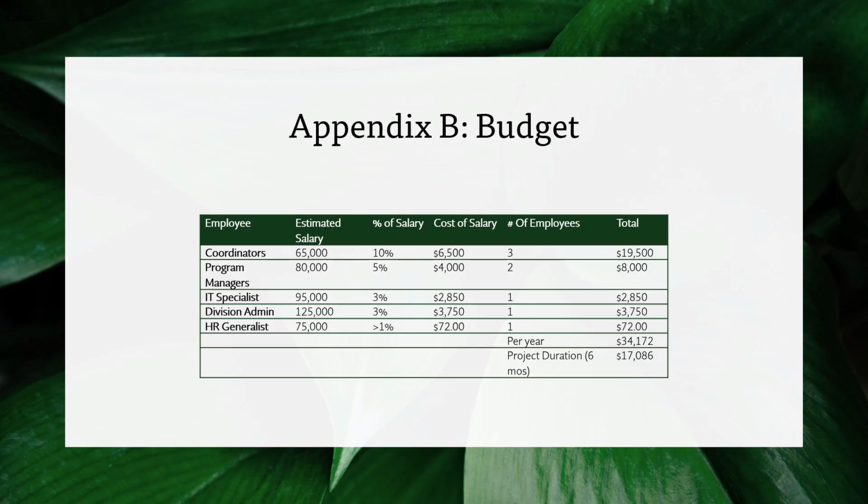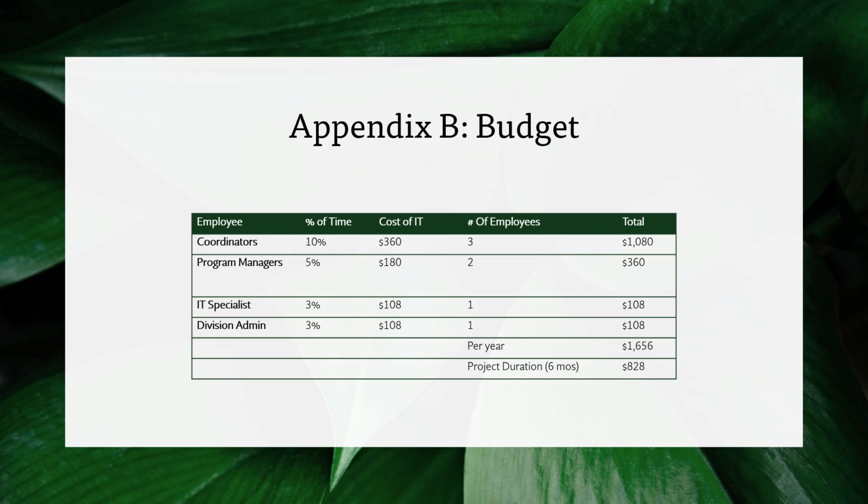Appendix B shows the budget for the percentage of salary needed for each position. As you can see, per year it would be $34,172. Since this project duration is only 6 months, the total cost would be $17,086. The next slide for the budget shows the cost of IT. As you can see, for the whole year, the cost would be $1,656, but for the project duration, it would be $8,028.